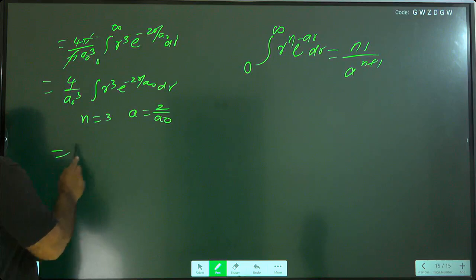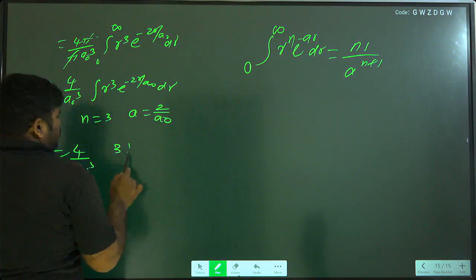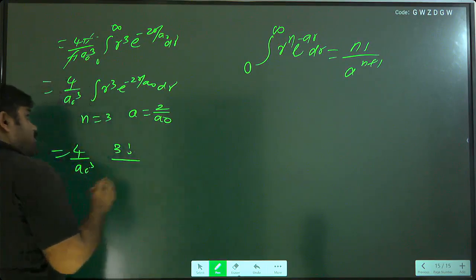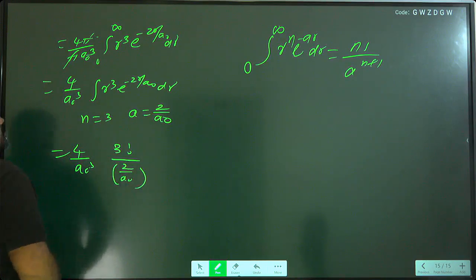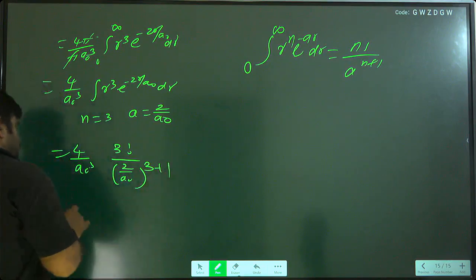Substitute these values: 4 upon a naught cubed into n factorial, that means 3 factorial upon a to the power n plus 1, which means 2 upon a naught, bracket to the power, here n is equal to 3, so 3 plus 1. Then this is equal to how much?